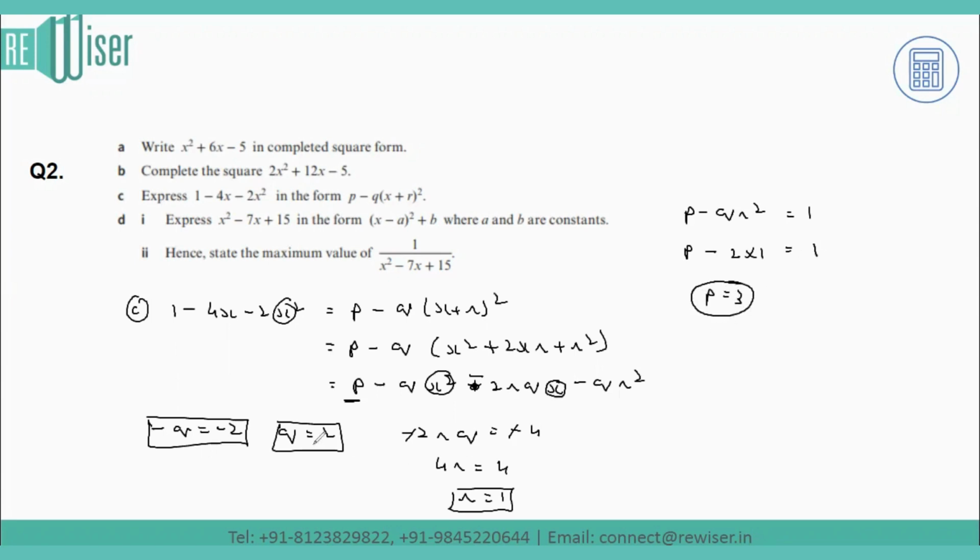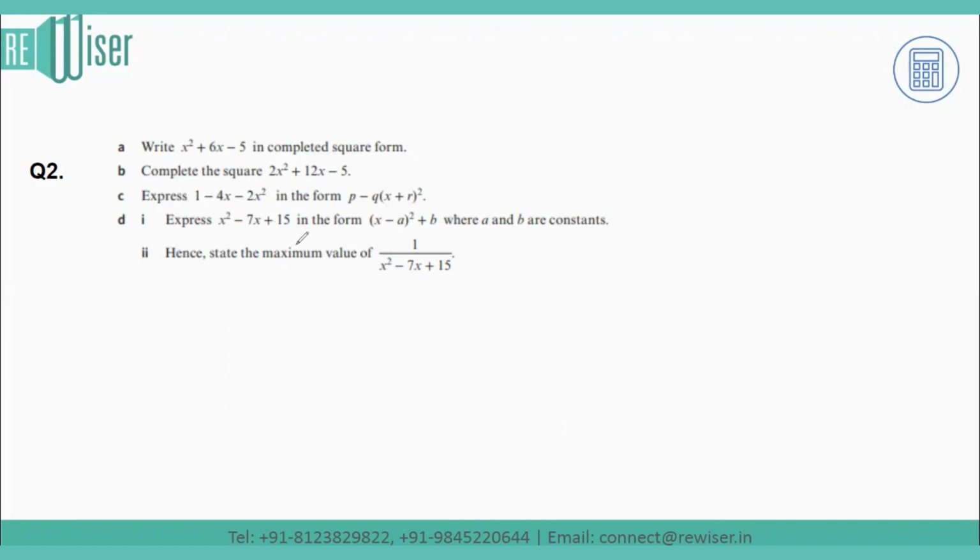So once we got the values of p, q, and r, we can place them over here. So that becomes 3 minus the value of q, 2, into x plus 1 whole square. And that will be the final answer for part C of the question. Now moving on to part D of the question. It says to express this quadratic in this form.